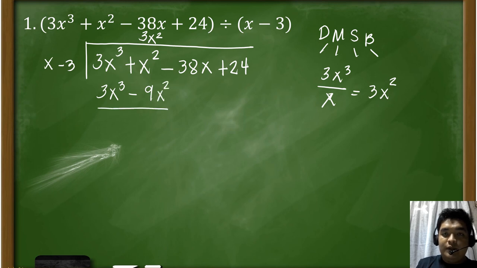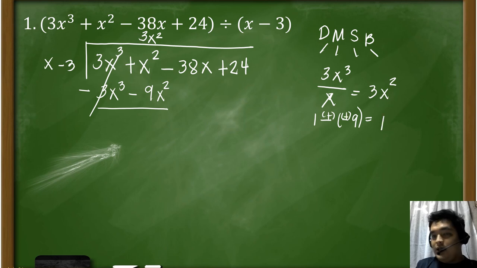After multiplying, subtract. So 3 minus 3 is 0. Then 1 minus negative 9. What is 1 minus negative 9? It will become plus, and it will become plus. So 1 plus 9, that is 10. So that is 10x squared. After subtracting, bring down. So you will bring down the negative 38x.